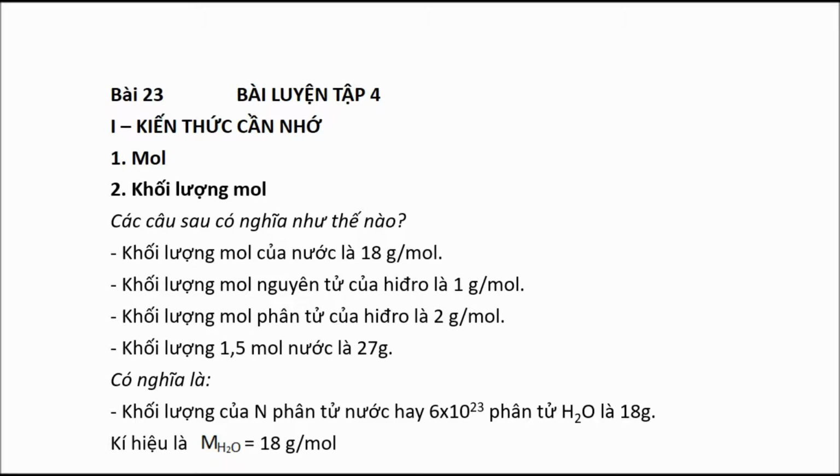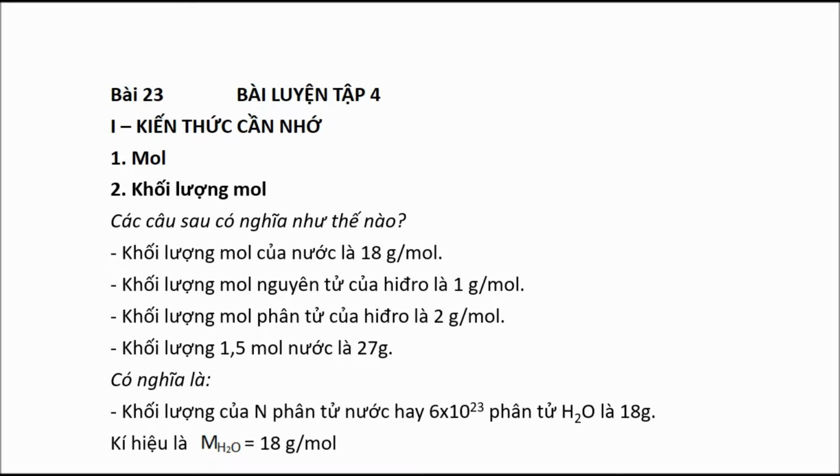The molar mass of water is 18 grams per mole. The atomic molar mass of hydrogen is 1 gram per mole. The molecular molar mass of hydrogen is 2 grams per mole. The mass of 1.5 moles of water is 27 grams.